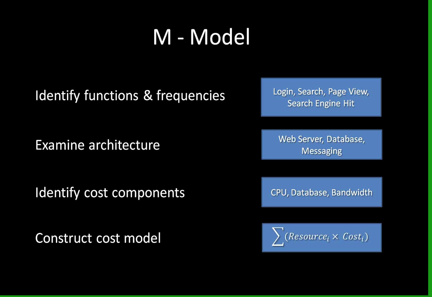With that understanding, you can then start to identify and isolate the various cost components. You can understand how much CPU power, how much data storage, how much bandwidth each of these different functions is going to consume. With those cost components understood and with the relative frequencies understood, you then have the raw data to construct a cost model. Mathematically, we're saying we're going to take the various resources, multiply those by the associated cost per resource, and then sum those up, and that should give us a parameterized model of the cost of operating our site.